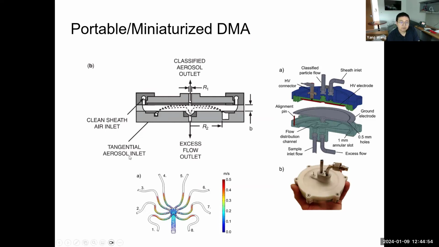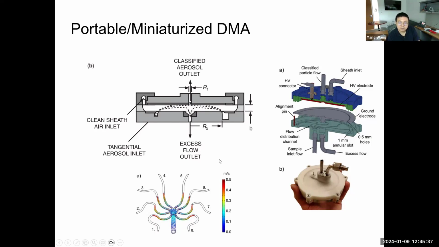So in the radial DMAs, the aerosols are being introduced from the bottom of these two plates here. And then the clean sheath flow is being introduced from the outer ring. So they still go through the gap between these two plates, right? And then you have the voltage being applied between these two plates. And then the particles carrying charges opposite to the voltage get attracted and classified. And then the remaining particles will exit from here, right? In this way, you avoid the longer dimension of the DMA, so we can make it more portable or miniaturized.